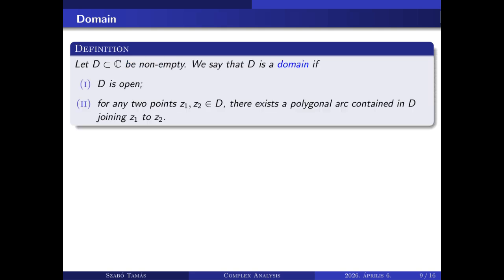Now let D be a non-empty subset of the complex plane. We say that D is a domain if two conditions hold. First, D is open. Second, for any 2 points z1 and z2 in D, there exists a polygonal arc contained in D joining z1 to z2.